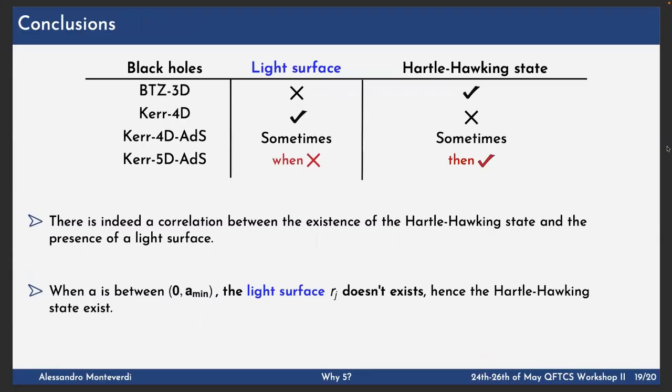What we did, remembering the table I showed at the beginning, is actually consistent. If we don't have a light surface, we were able to build the Hartle-Hawking state. So we maintain this relationship, obviously working in this regime between 0 and a min.